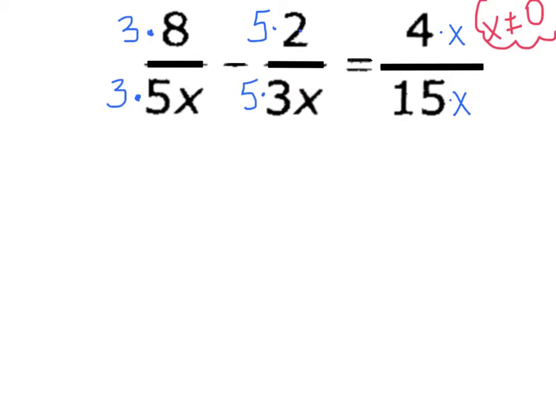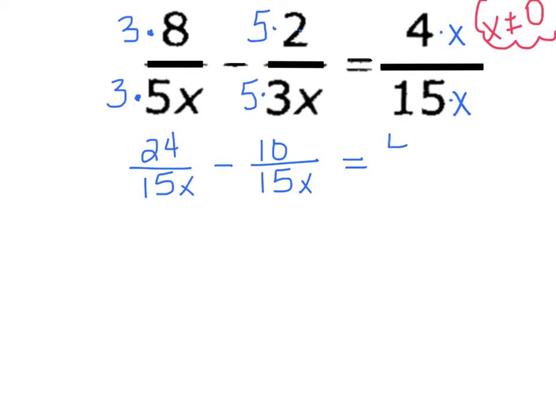Let's see what our new fractions are going to be. We got 24 over 15x. Bring down the minus sign. And then we have 10 over 15x. And then last we have 4x over 15x.